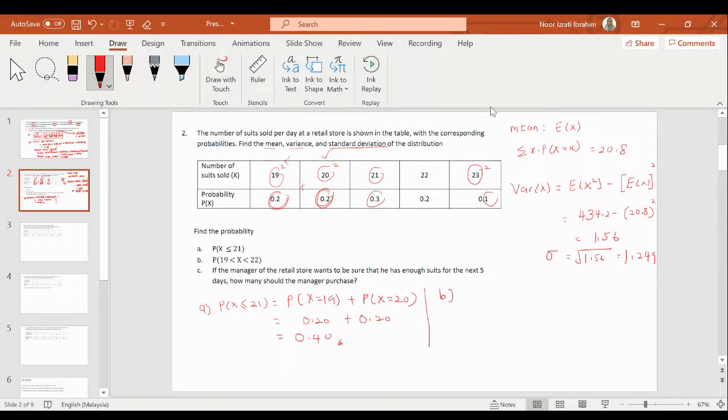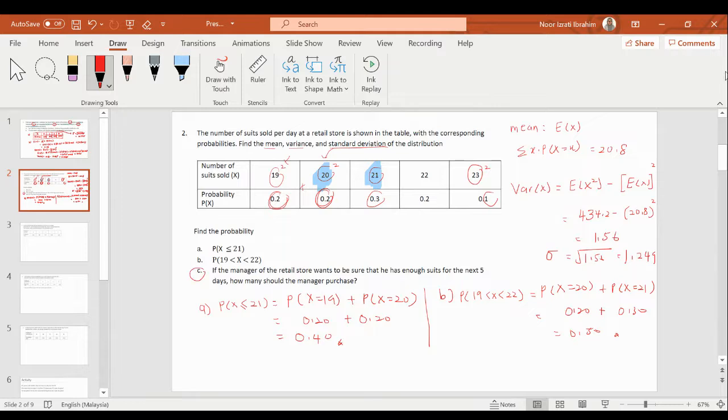For the B, x in between 19 and 22. So in between 19 and 22 will be 20 and 21. So this will be equal to probability when x equals to 20 plus probability when x equals to 21. So x equals to 20 is given as 0.20. X equals to 21 is equal to 0.30. And this will give us the answer as 0.50.